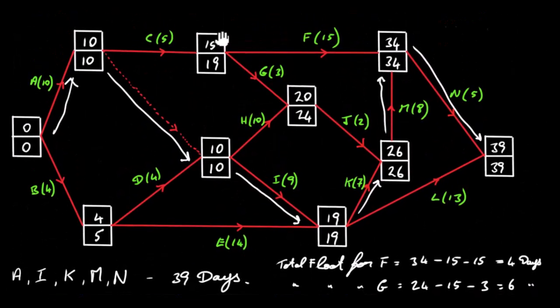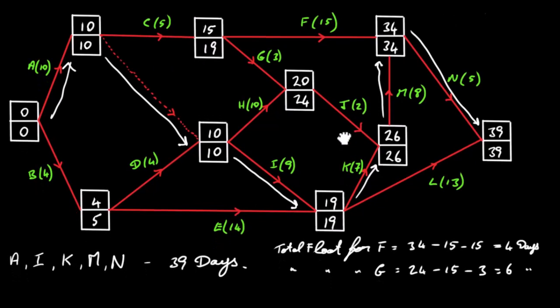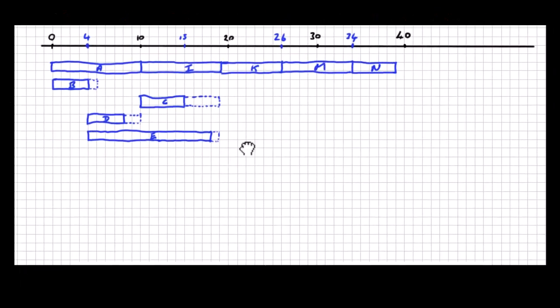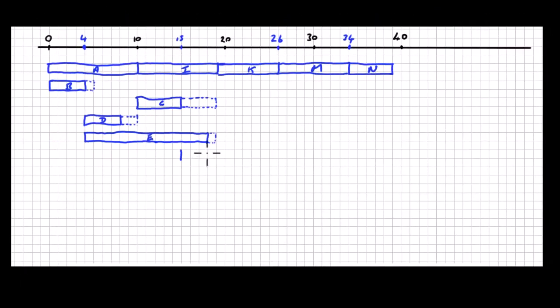Let's have a look at F. So F starts at 15 and it has a duration of 15 days. It has a float time of 34 minus 15 minus 15, which is 4 days. So we're going to start at 15 and go out 15. So we're going to go out to 30. And F has a float of 4 days. So that's F.